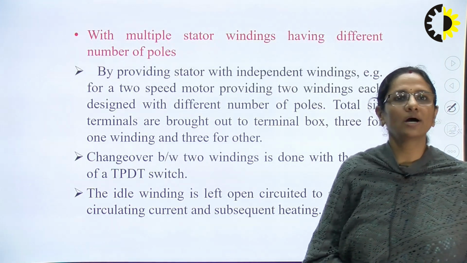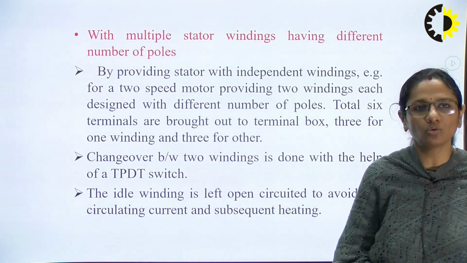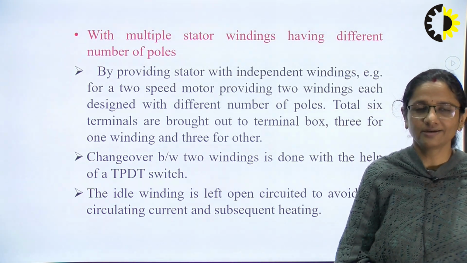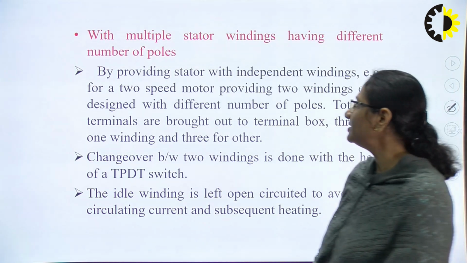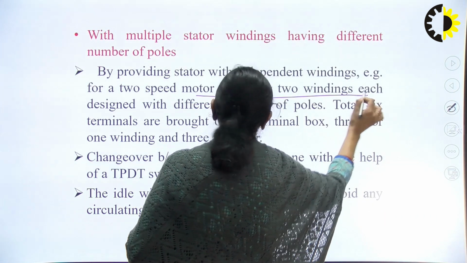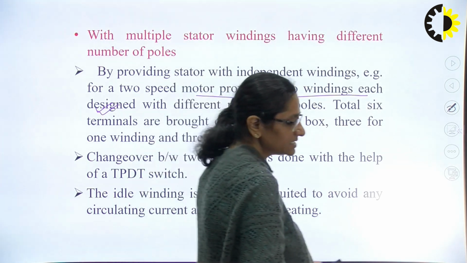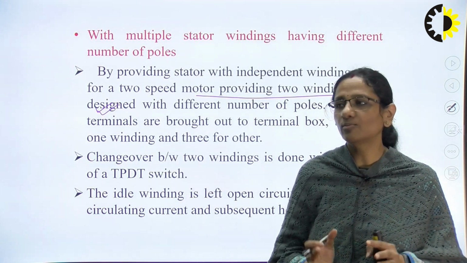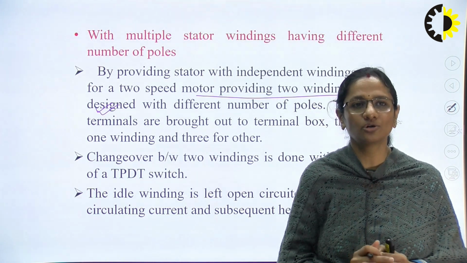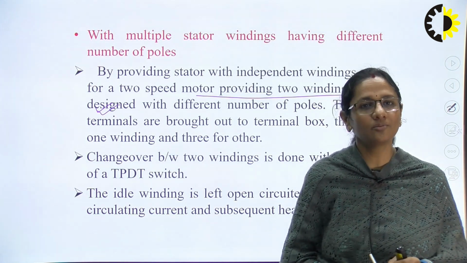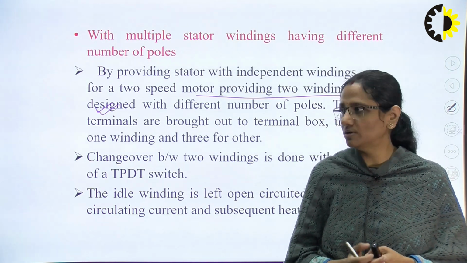With multiple stator windings having different number of poles, the stator is wound with more than one winding, right? So by providing the stator with independent windings, for example, for a two-speed motor providing two windings, each designed with different number of poles. So a total number of 6 terminals would be brought to the terminal box of the machine. Out of these 6 terminals, 3 terminals correspond to one winding and the rest 3 terminals correspond to the other winding which is wound for another number of poles, right?